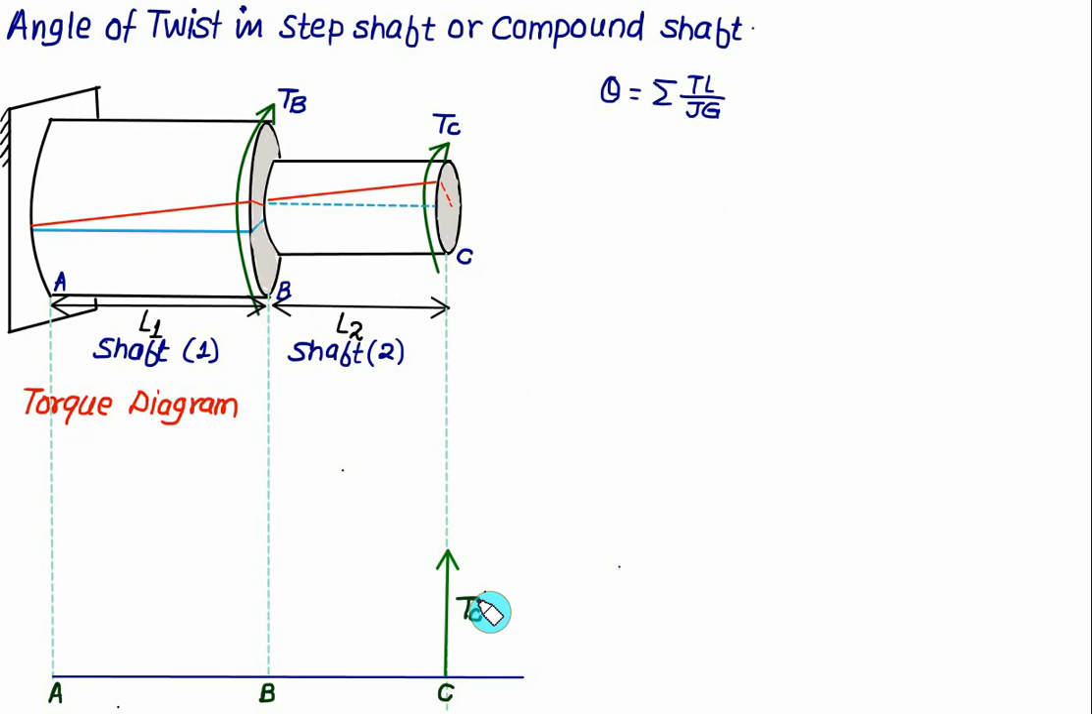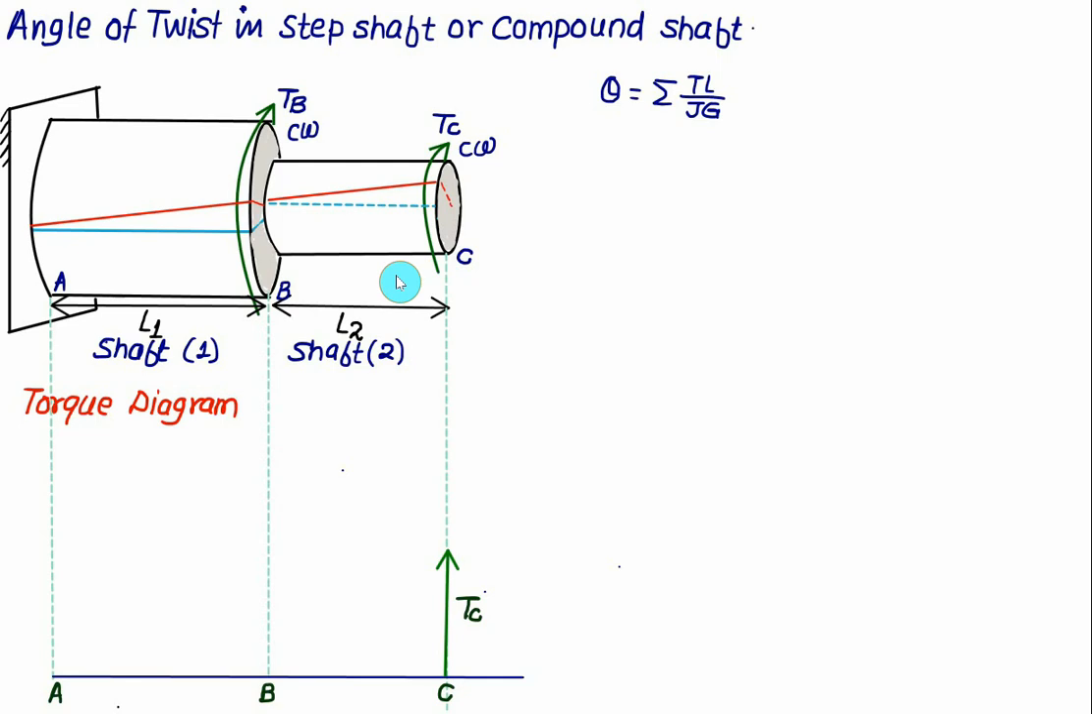So let's consider a torque diagram. At point C, a concentrated torque equal to TC is applied. You have to draw a vertically upward line representing this torque, which is a clockwise torque. This torque is also clockwise. So at C, show the arrow with the magnitude of TC.